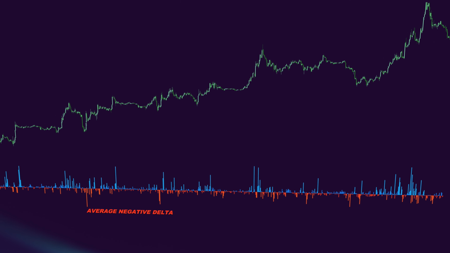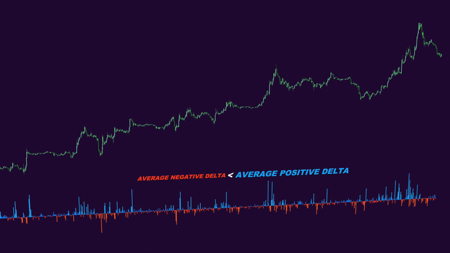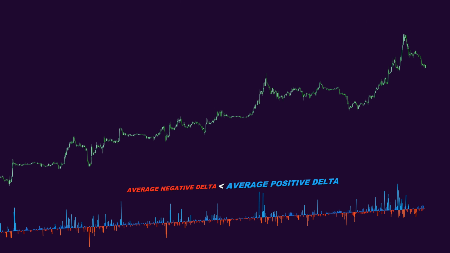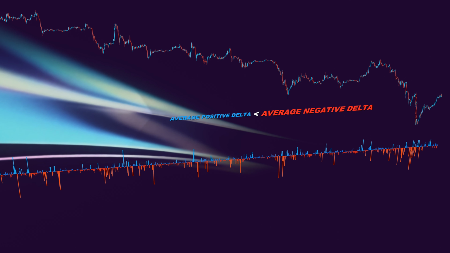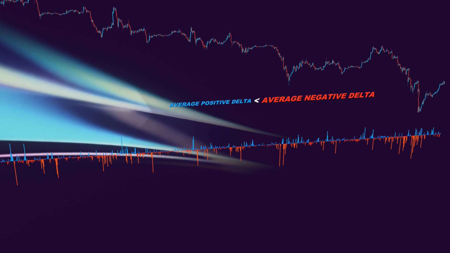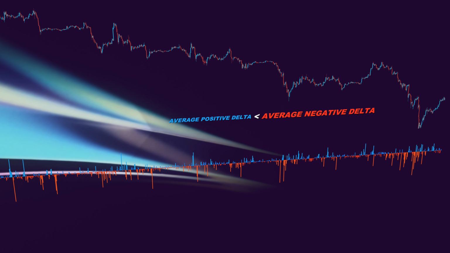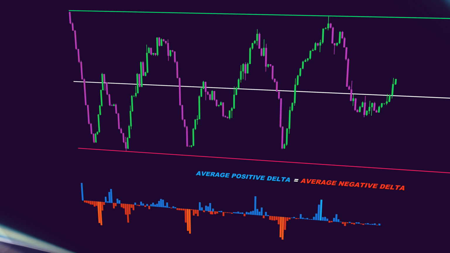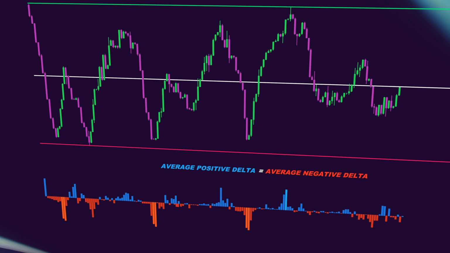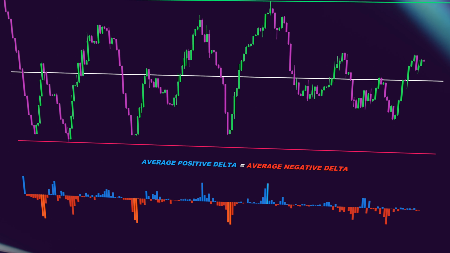When in a clear uptrend, you will need less negative delta than positive to have an effect. And when in a clear downtrend, less positive delta than negative to have an effect. That being said, this is a rule that's only applicable to trending markets. So when in range-bound conditions, we can treat both positive and negative delta with equal weighting.